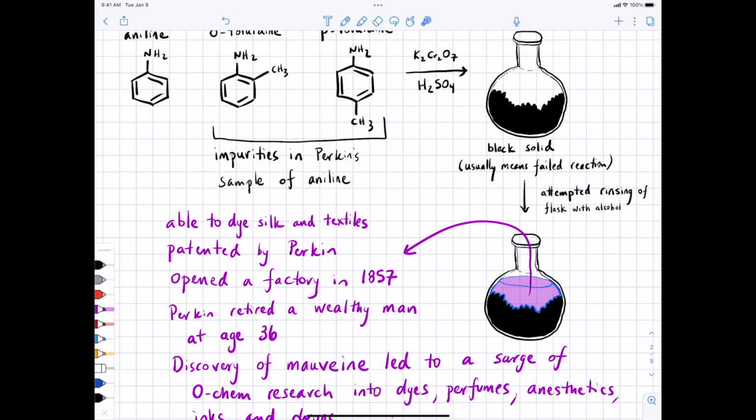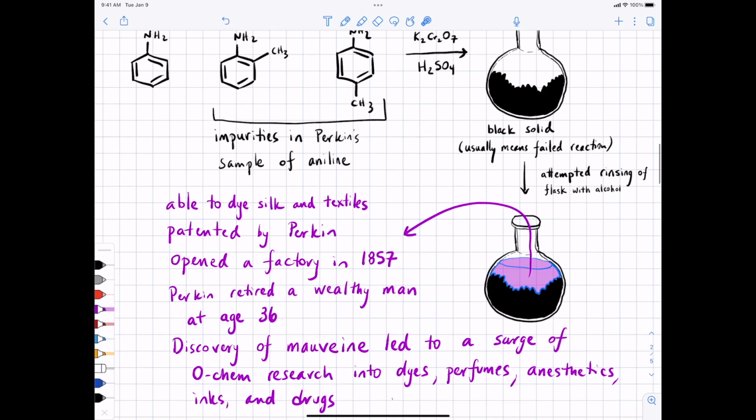Mauveine. So this is some silk that had been dyed with the stuff that he made. And there may be some details in your text about this, but he called it Mauveine because of the color purple, I guess. And this led to a surge of research in organic chemistry for making all kinds of things, not just dyes, but things that had other interesting properties.